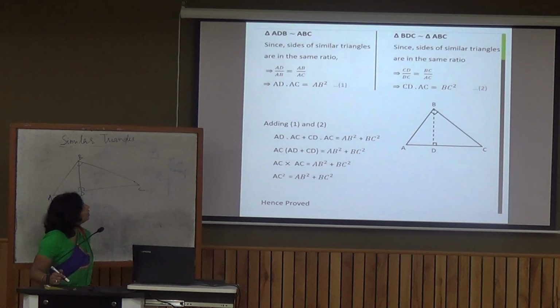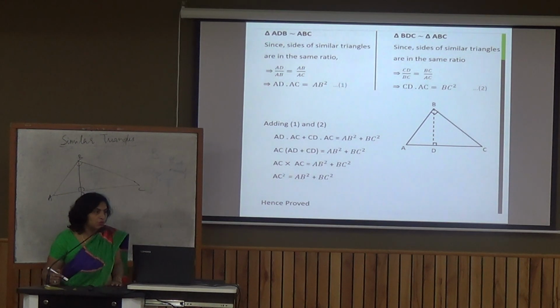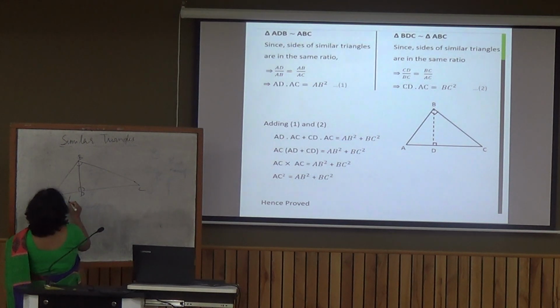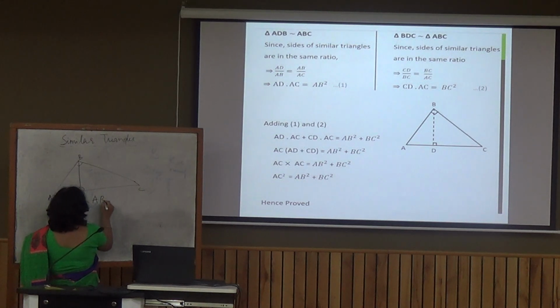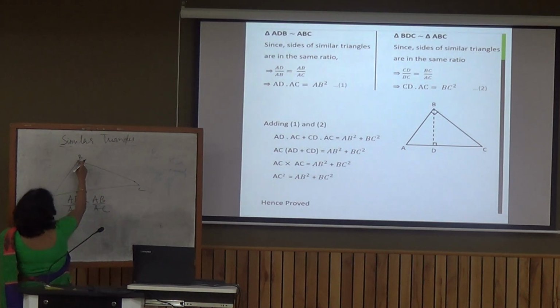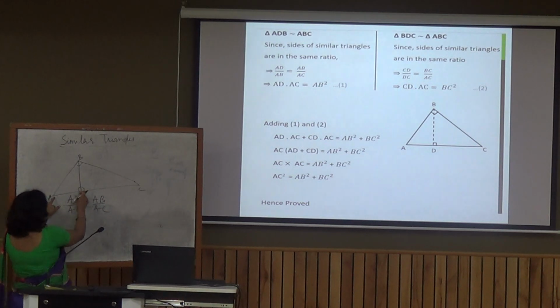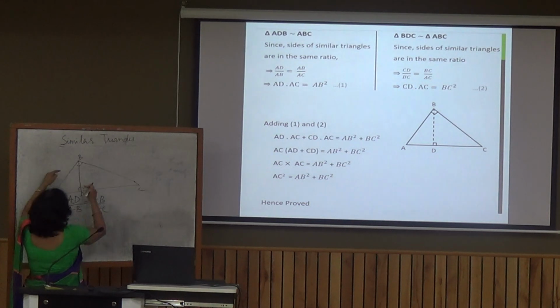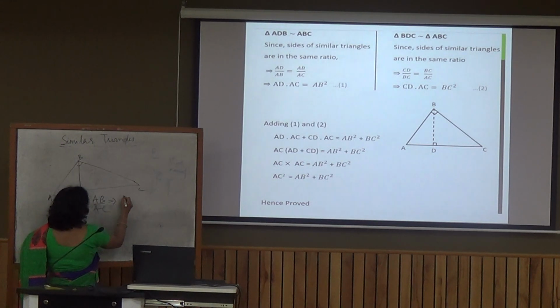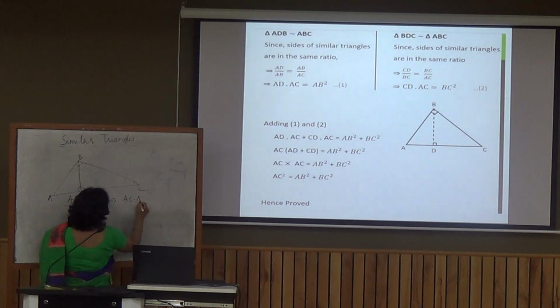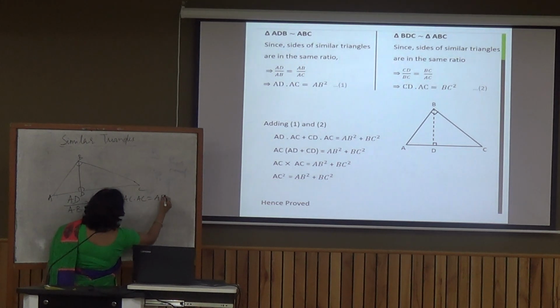Using this, ADB is similar to ABC, so the sides will also be in proportion. AD upon AB would be equal to AB upon AC. So the smaller triangle's side and the bigger triangle's side, the hypotenuse of the smaller triangle and the hypotenuse of the bigger triangle, that gives us AD into AC as AB square.